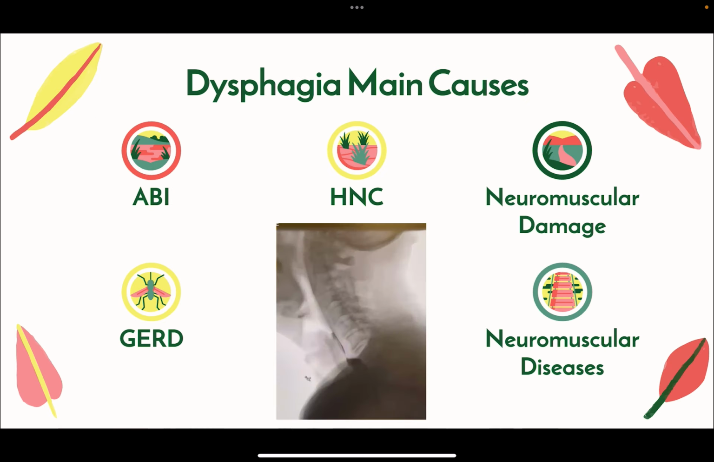So why might a client have challenges with their swallow? Here are multiple reasons why a client might have challenges with their swallow. You need to be aware that there are many factors that could impact the swallow. It's not just one particular thing, but multiple things that could cause it.